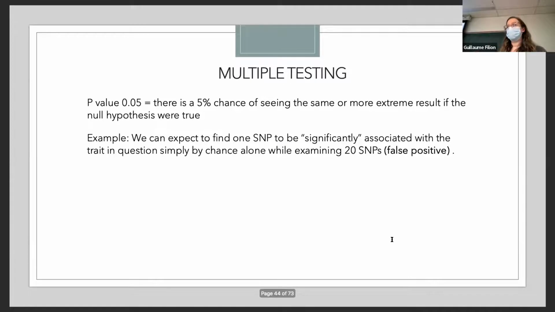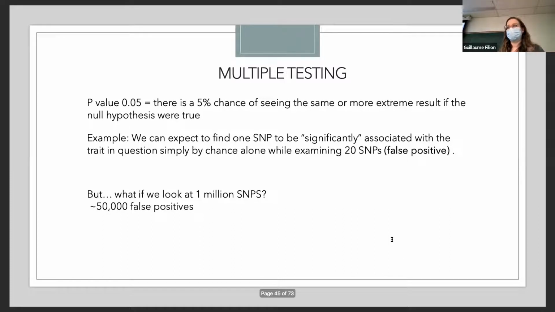And so what this means when we test a lot of SNPs, for example, let's say we test 20 SNPs, that means we're going to have one of those 20 that is significant, which is a false positive. That is the 5% chance of it being extreme but just by chance. So you're going to have one that is quote unquote significant, but there's not actually a biological reason for it, it's just by chance. Okay, so one's not so bad.